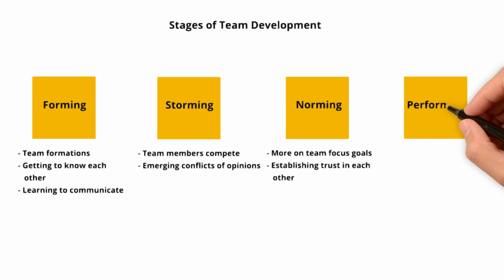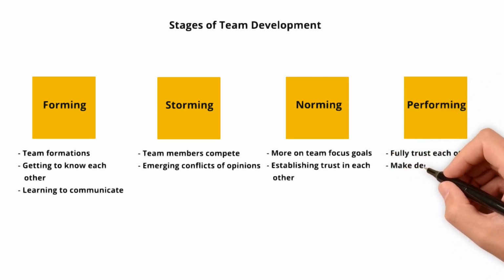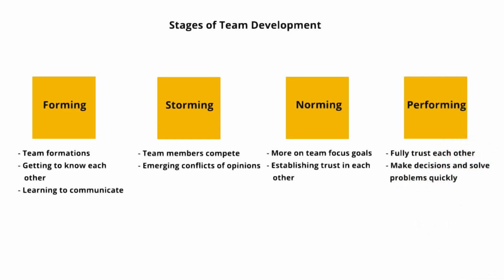The last stage is performing. This is when team members fully trust and rely on each other. They make decisions quickly and solve problems. As a manager, you want to continuously monitor this process, celebrate successes, and give feedback and recognition when it's appropriate. Take a moment to step back and recognize which stage your team is at and how to get them to the next stage.